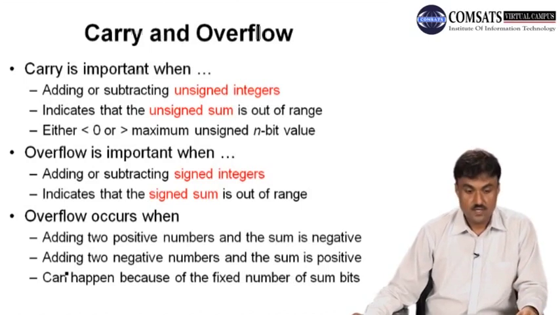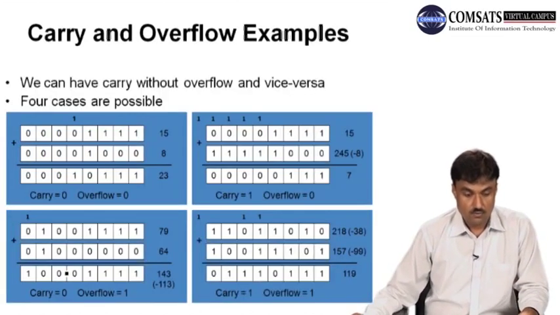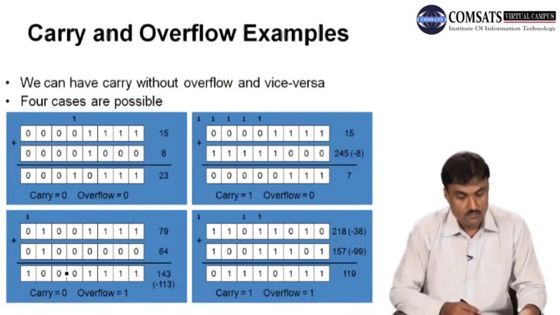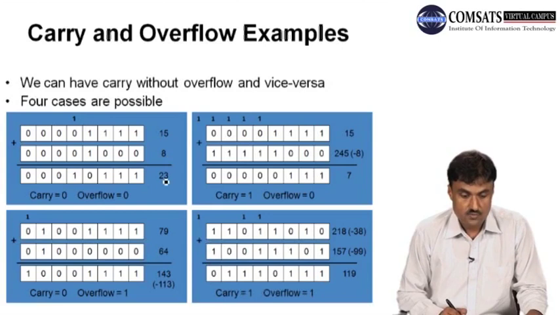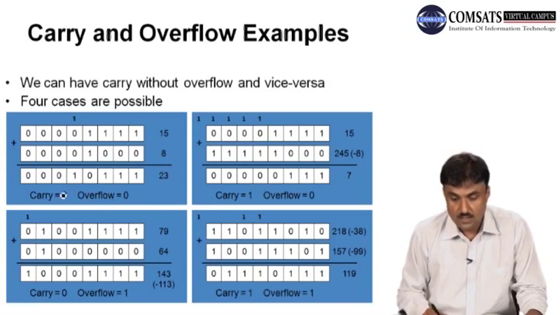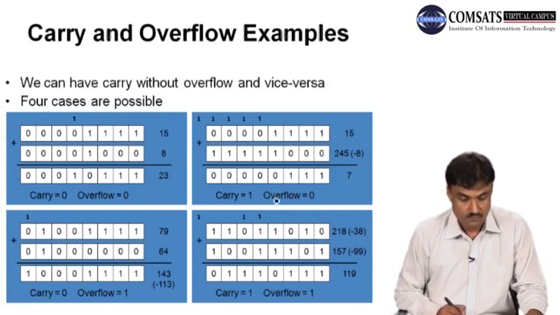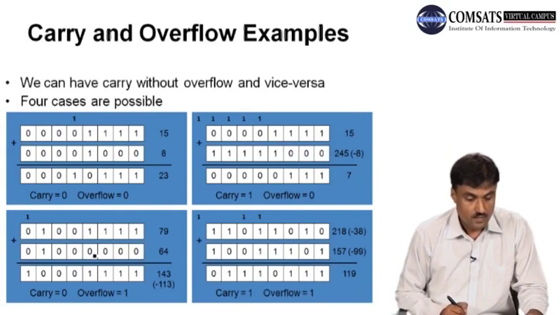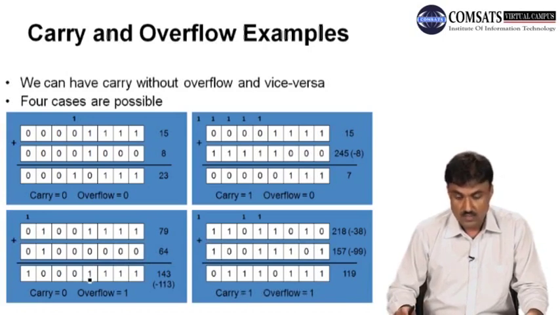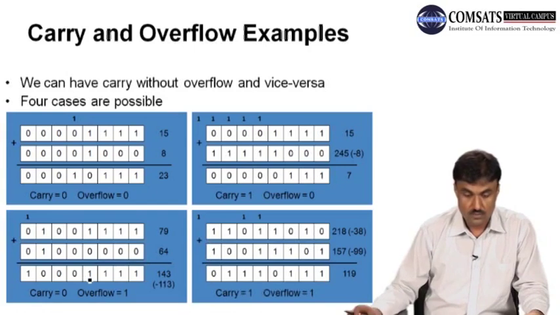Overflow occurs when we add two positive numbers and the sum is negative, or we add two negative numbers and the sum is positive, and it can happen because of the fixed number of sum bits. We have a fixed size. So these are the examples where carry and overflow occur. If we perform addition of these two numbers, there are four possible cases. Adding 15 and 8 gives 23, so there is no overflow and no carry. In the next case, 15 and -8 give 7, so carry is 1 and overflow is 0, but we ignore this carry. In another case carry is 0 but overflow is 1, and in the last case the carry is 1 and the overflow is 0.